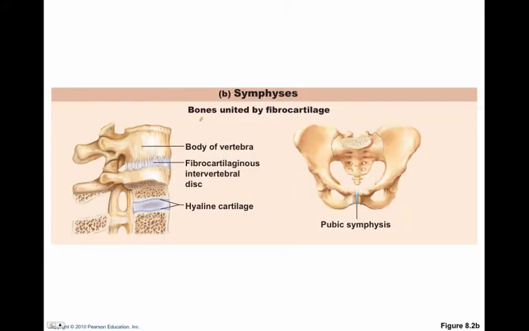So a symphysis, bones united by fibrocartilage, and some examples that we have would be these types of joints where we're looking at our intervertebral discs. And a big one that we take a look at is just within the area of the pubic symphysis, this region in here, to where there's hyaline cartilage against the bone, but then there's fibrocartilage sandwiched in between. And so that's kind of a typical thing.